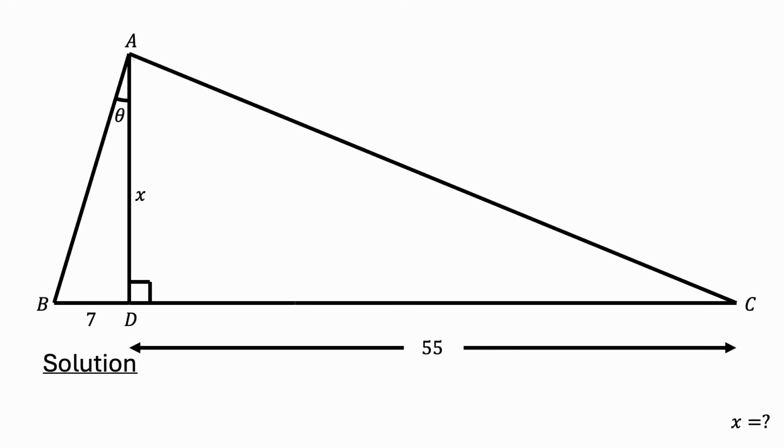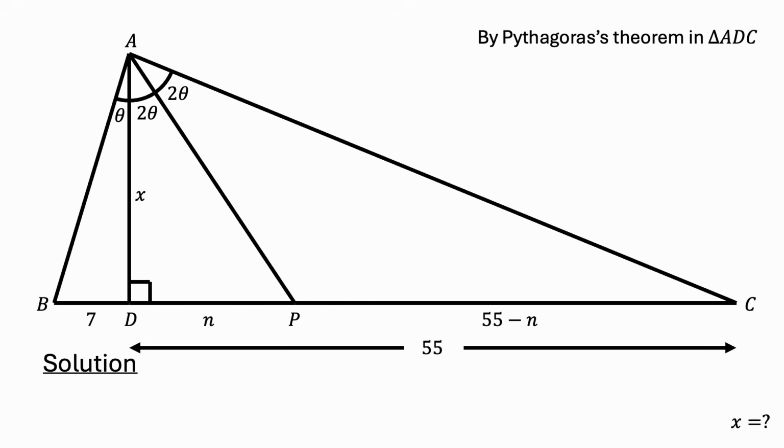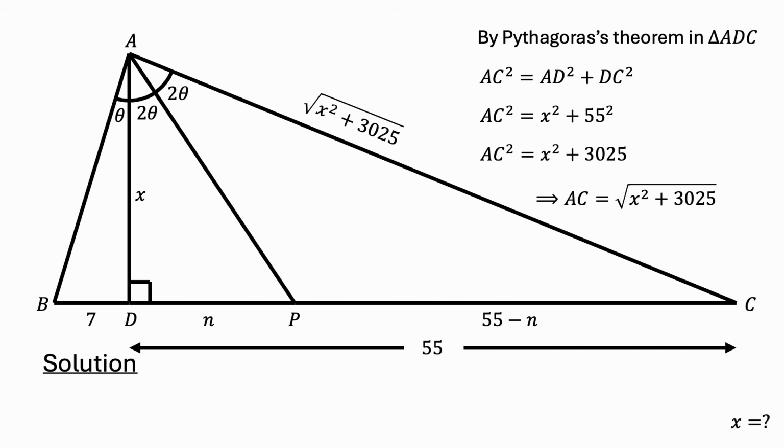From A, draw a line meeting DC at P such that AP bisects angle CAD. Let DP equals N, so PC equals 55 minus N. By Pythagoras theorem in right triangle ADC, AC squared equals AD squared plus DC squared, or AC squared equals X squared plus 55 squared. Therefore, AC squared equals X squared plus 3025. Taking the square root, we have AC equals square root X squared plus 3025.